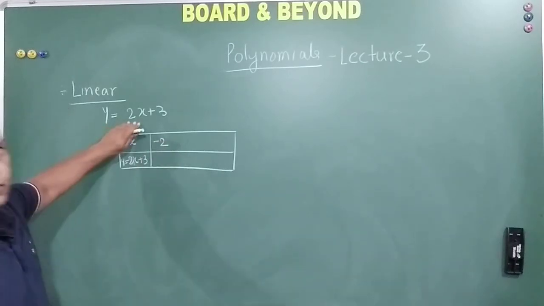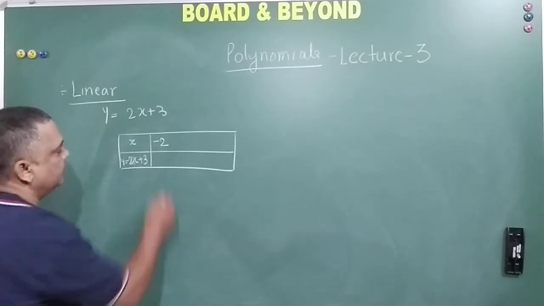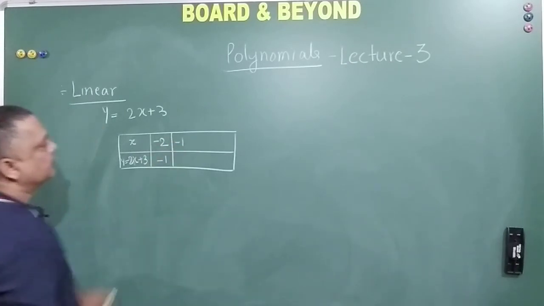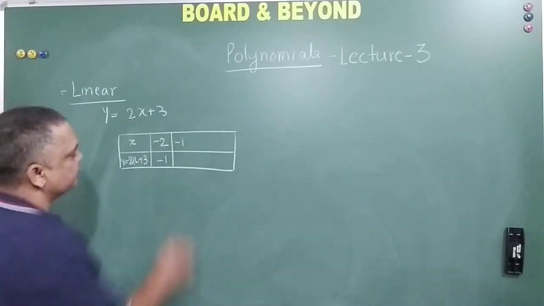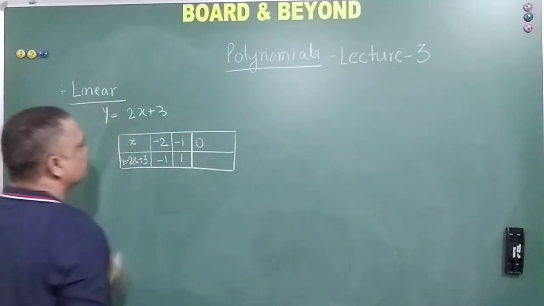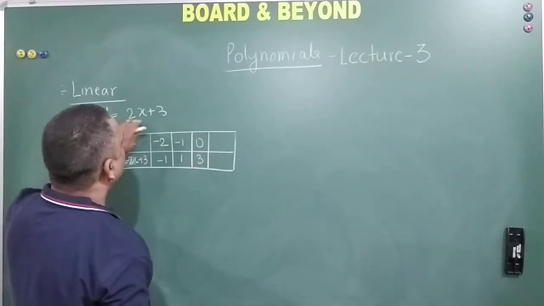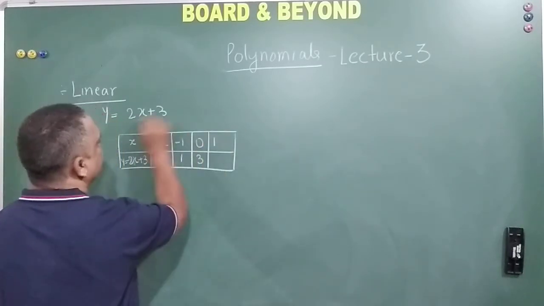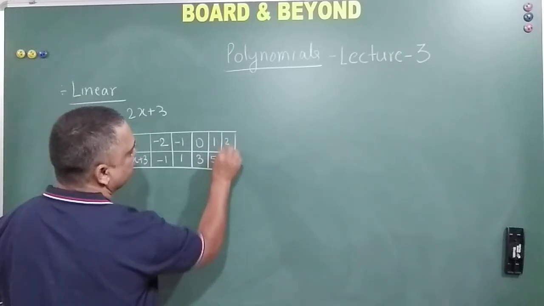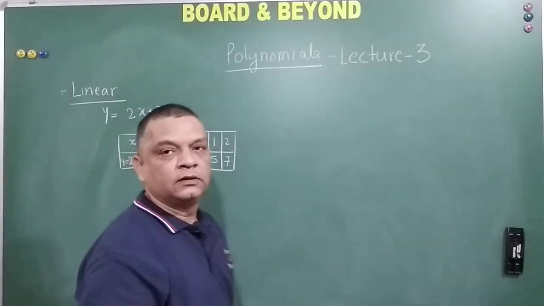If I put x as minus 2 in this equation, this becomes minus 4 plus 3, that is equal to minus 1. Let's take minus 1. When we put minus 1, it is minus 2 plus 3, that is equal to 1. Let's take x as 0. So this becomes 3. Now x as 1, this becomes 5. You all are getting it? x is 2, it becomes 7. Now we try to actually plot it on a graph sheet.